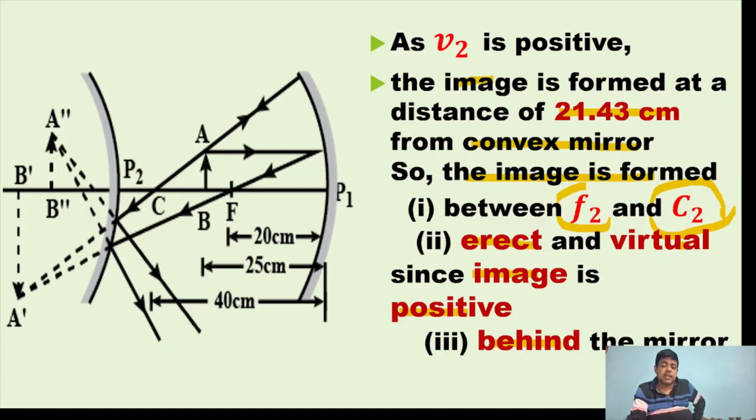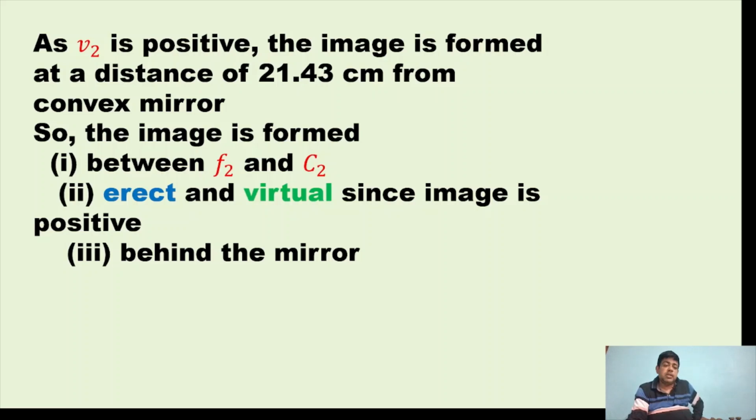This is when the object is placed midway between the two mirrors, one the concave mirror and the other the convex mirror. So this is a very simple and interesting problem. As V2 is positive, the image is found at a distance of 21.43 centimeter from the convex mirror. The image is found between F2 and C2, and it is erect, virtual and behind the mirror.